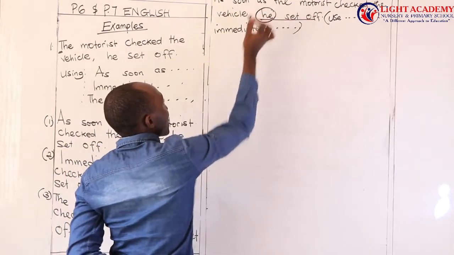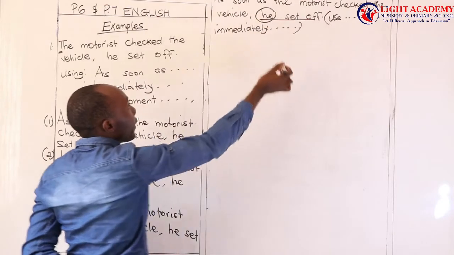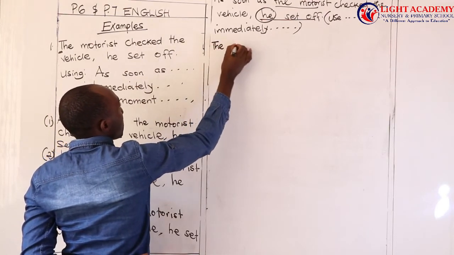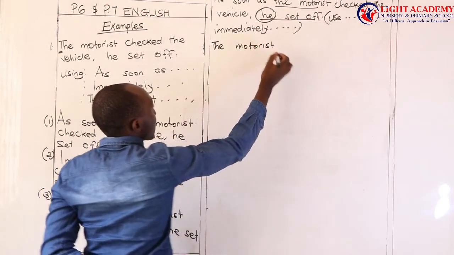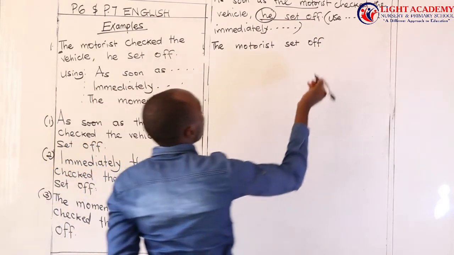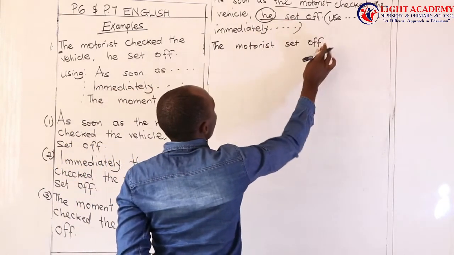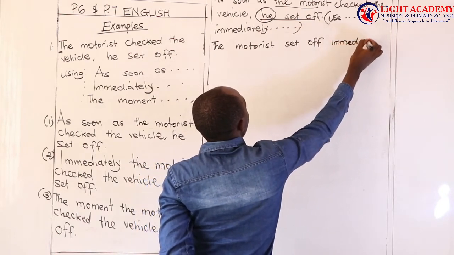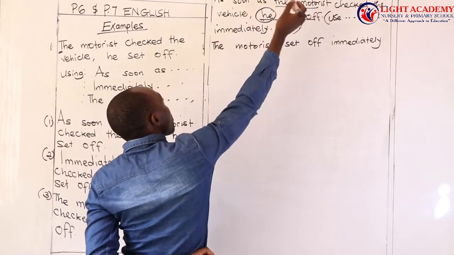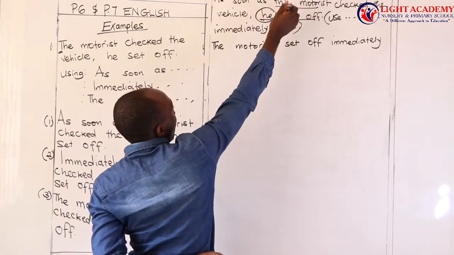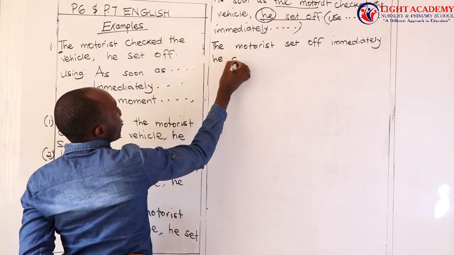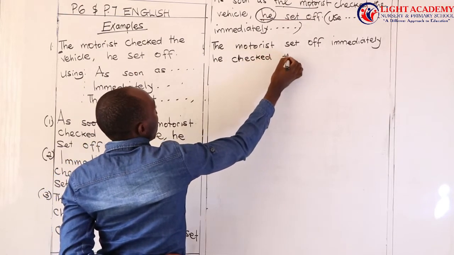But we're not going to use this pronoun he. We're going to swap this pronoun he with the motorist. Therefore, the answer will be the motorist set off. The motorist set off immediately. This he, you swap it with the moment. Meaning, where is this word, the motorist, you put in he. You say immediately he checked the vehicle.